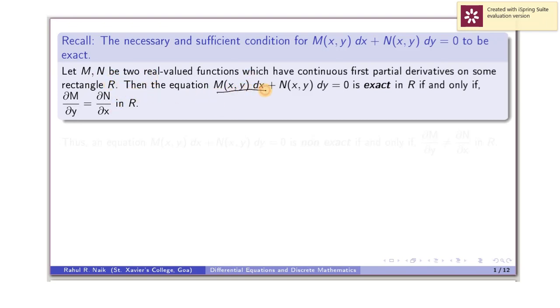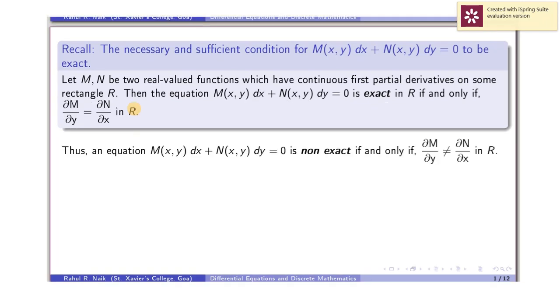The equation M dx + N dy is exact in R if and only if it satisfies the condition ∂M/∂y is identically the same as ∂N/∂x. So this is a very simple result to check whether the given differential equation is exact. Since it is an if and only if condition, the given equation will be not exact if and only if ∂M/∂y is not identically the same as ∂N/∂x.